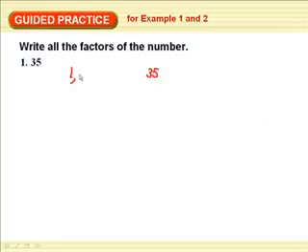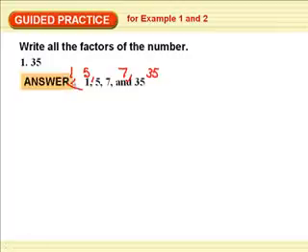Can 2 go into 35? No, because it's not even. Then you go to 3. Can 3 go into 35? No, because 5 plus 3 is 8, and 3 won't go into 8. Can 4 go into 35? No. 5 can. 5 and 7. And notice as we worked our way down, the only number left is 6, and 6 won't go into it. So these are the numbers that can go into 35.